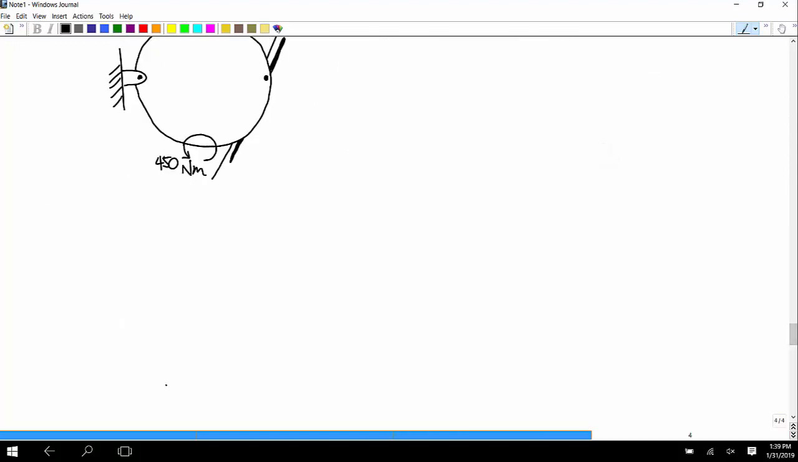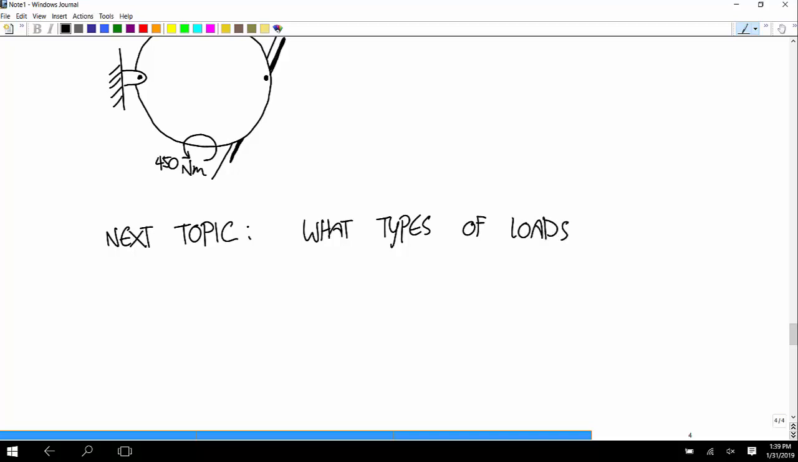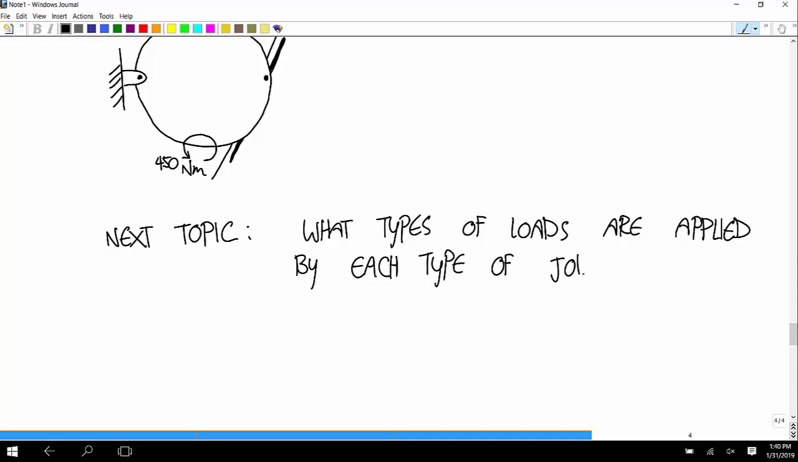So next time, on Tuesday we have the test, and so this will be on Thursday of next week. So the next topic is going to be what types of loads are applied by each type of joint.